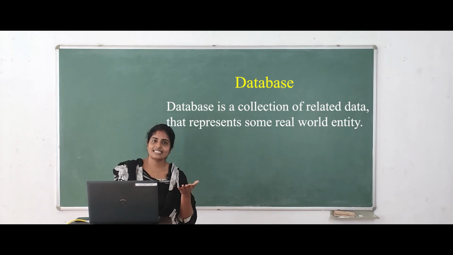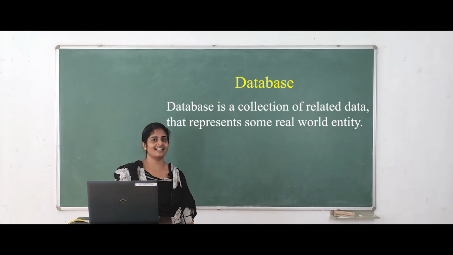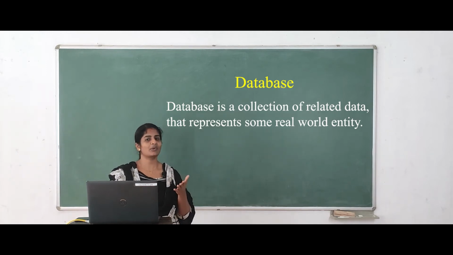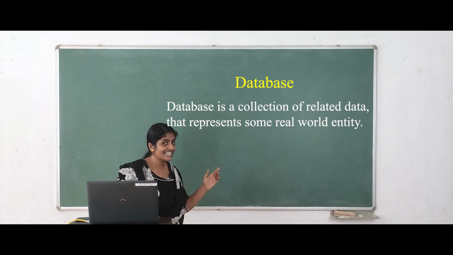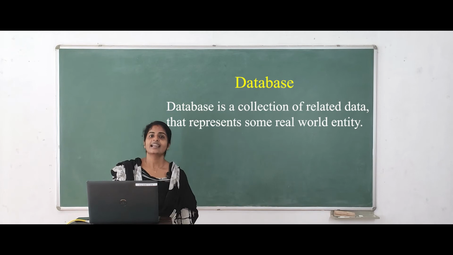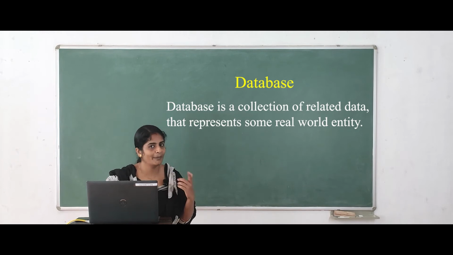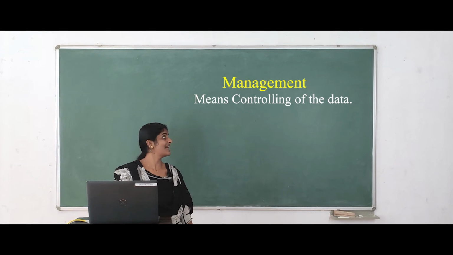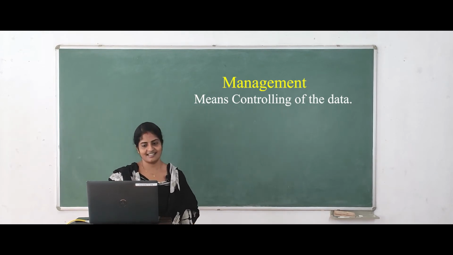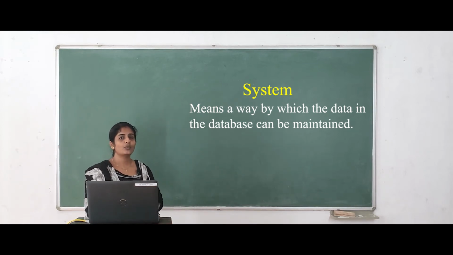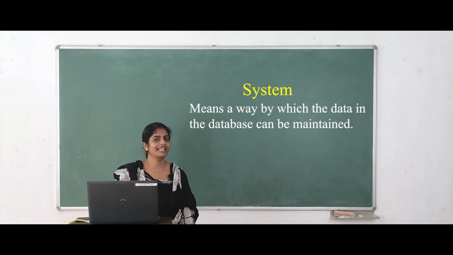Take another example, a university. It is a collection of related data regarding faculties and students. It is a database because the proper definition of a database is a collection of related data that represents some real world entity. If there are changes in the real world entity, those changes should be reflected in the database. Next is management. What is management? It means controlling the data. Next is system. System means a way by which the data in the database can be maintained.